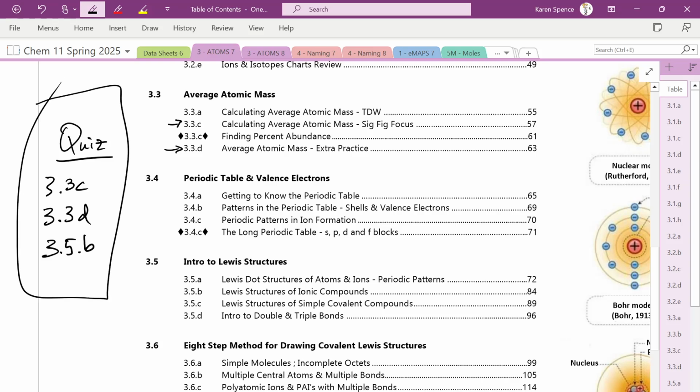So what you should be doing right now is you could work through any of 3.3C, 3.3D, 3.5B, just to remind yourselves of how those questions go. None of them are particularly difficult, but you'll want to do at least a couple questions from each to kind of refresh your memory. Okay? And that's the lesson.